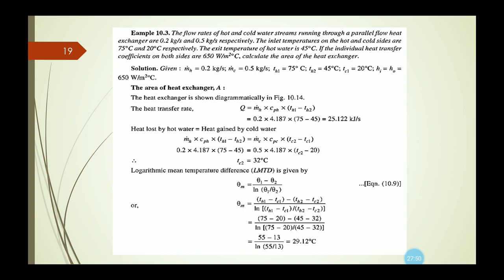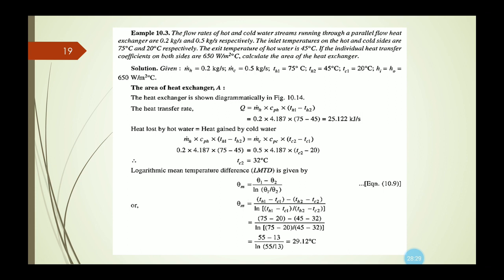In this numerical, the mass flow rates for the hot and cold fluids are given as 0.2 kg per second and 0.5 kg per second. The inlet temperatures for the hot and cold sides are given as TH1 is 75 degree centigrade and TC1 is 20 degree centigrade. Now the exit temperature or outlet temperature of the hot water is also given as 45 degrees. So TH2 is 45 degree.